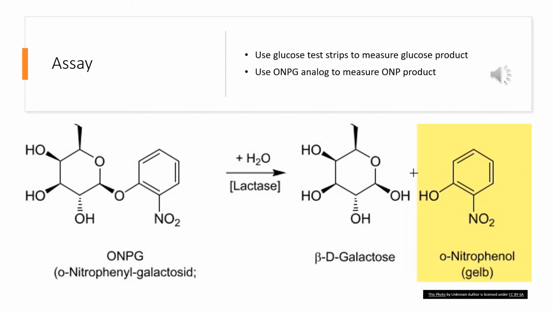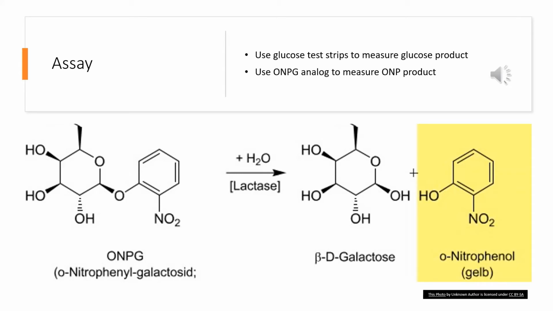The other option is to use an ONPG analog instead of lactose as the substrate. When ONPG is catalyzed, it is split into galactose and orthonitrophenol, ONP. The orthonitrophenol has a yellow color. Colorimetric and spectrophotometric analysis can be used to measure enzymatic rate based on the appearance of ONP.